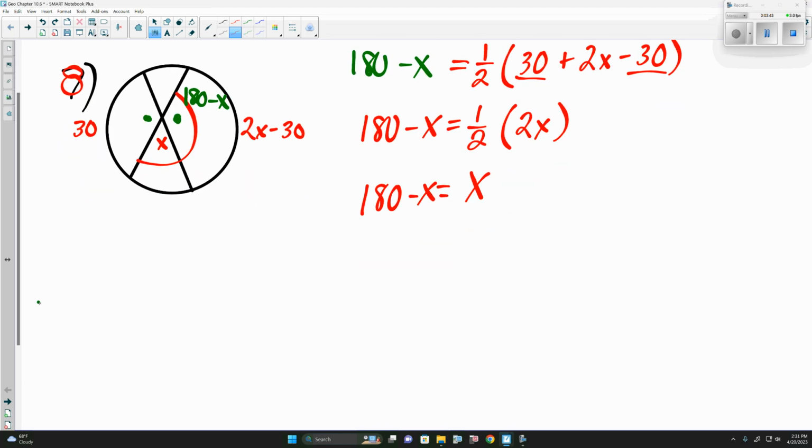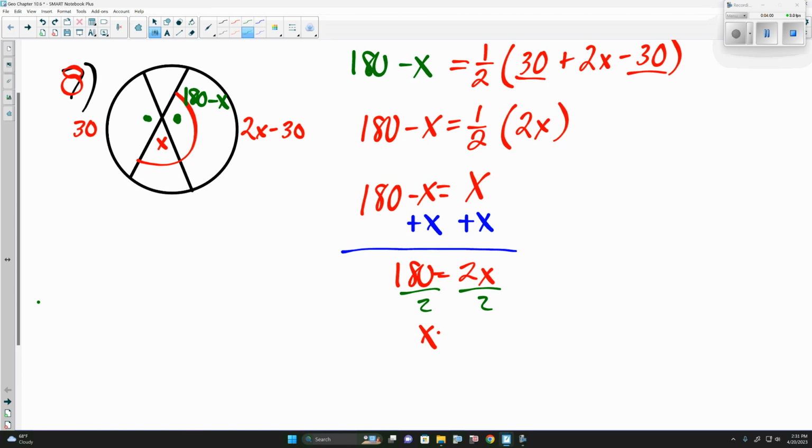Now we can get the x's on the same side by adding x. So 180 is equal to 2x. At this point here, we can divide by 2, telling us x is 90. Yeah, we can say 90 degrees.